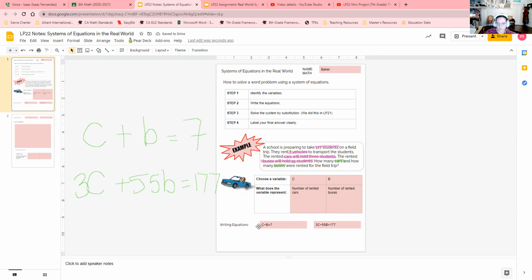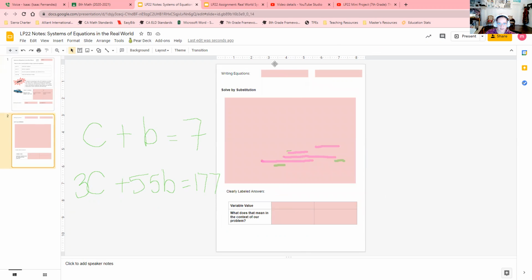Okay. Now we've finished our first page. I'm going to pull those equations onto the second page just so we've got them at the top where we need them.